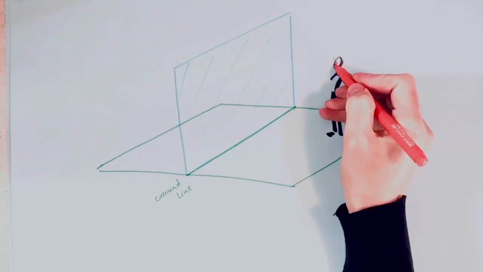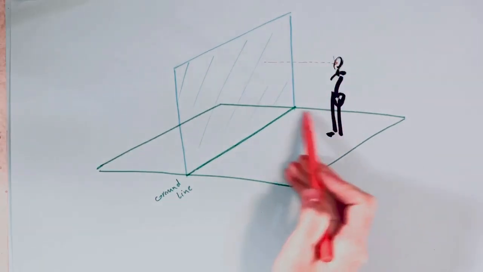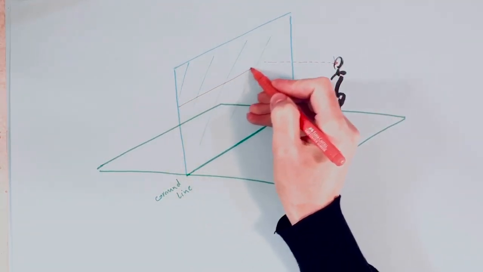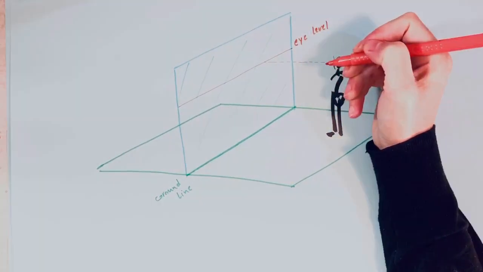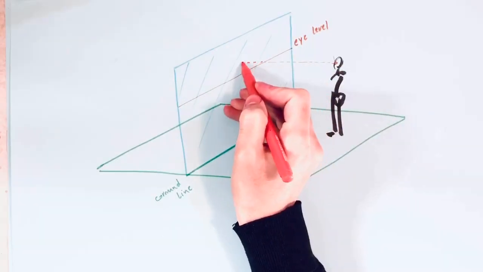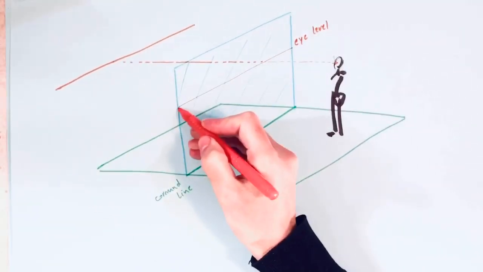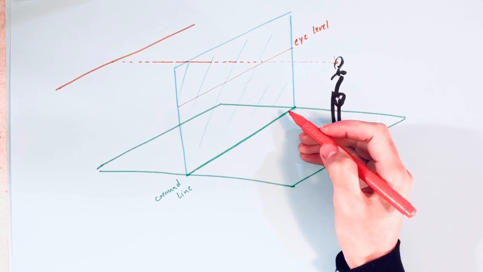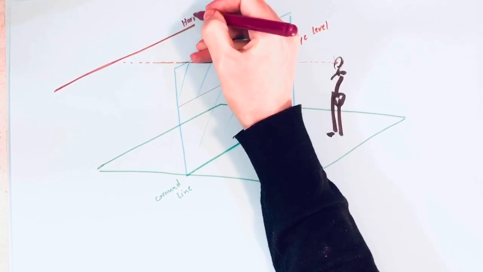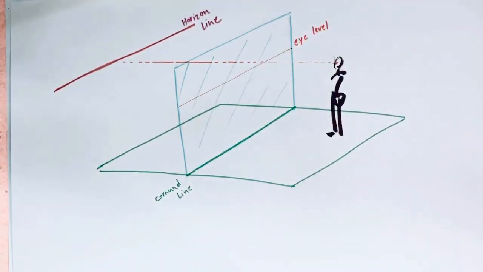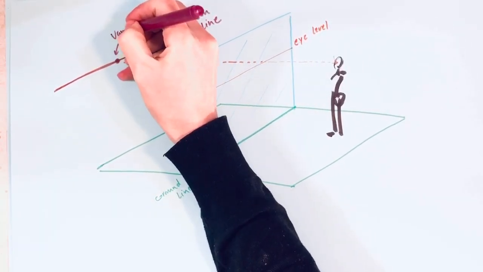Now let's draw a straight line from your eyes to the curtain. And from that point, draw a line parallel to the ground line. This would be your eye level. If I continue the line from your eyes to the infinity and draw a line parallel to the eye level and the ground line, that would be our horizon line. And where you're looking at on the horizon is our vanishing point.